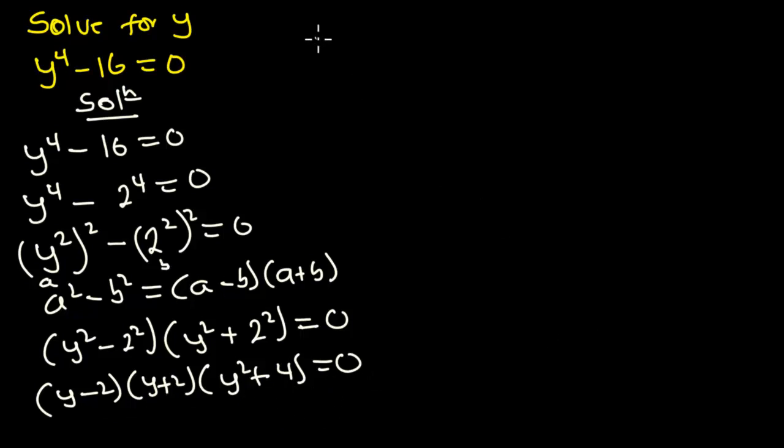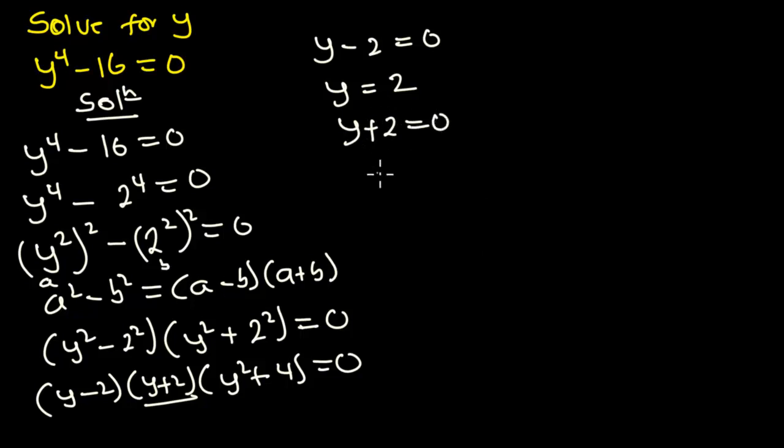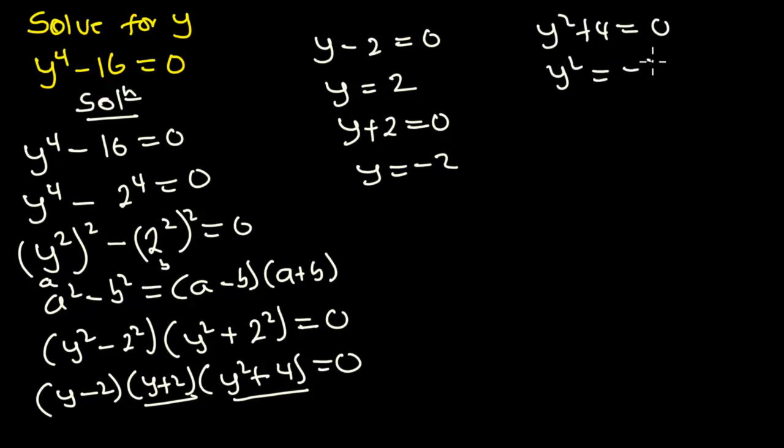Now when y minus 2 is equal to 0, you are going to have y to be equal to 2. And then we are also going to set y plus 2 to be equal to 0. So we are going to have y plus 2 to be equal to 0, and so y will be equal to minus 2. Then we are going to set y squared plus 4 to be equal to 0. So we set y squared plus 4 to be equal to 0. So y squared will be equal to minus 4.